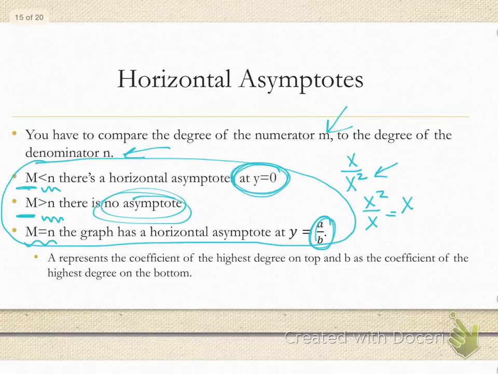If they are equal, so that would be if I had x squared over, let's say, 3x squared. So they're the same. So if we think about it, they're going to cancel each other, and then that 1/3 is what's going to be the asymptote. So if they're the same, it's whatever the fraction is or the numbers in front of those.